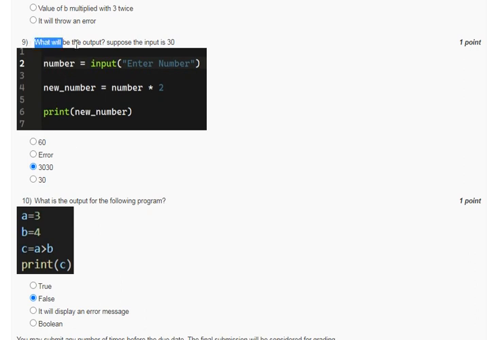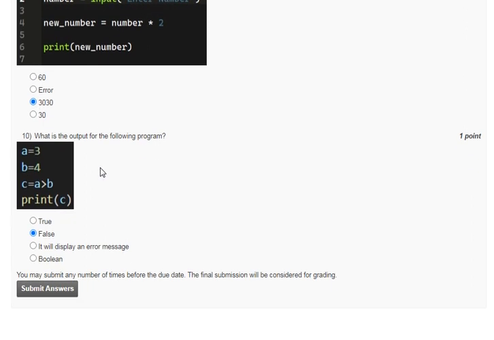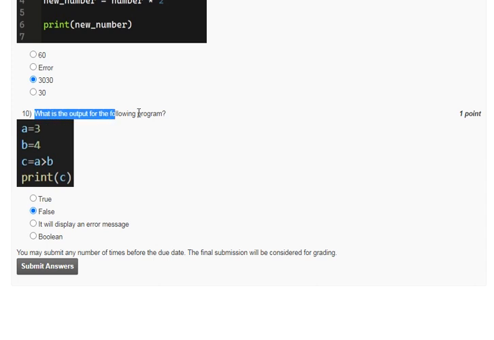Ninth one, what will be the output if suppose input is 30? Answer is 300, C. Tenth, what is the output of the following program? A equal 3, B equal 4, C equal A greater than B, print C. True, false, or it will display an error message, boolean. Answer B, false.